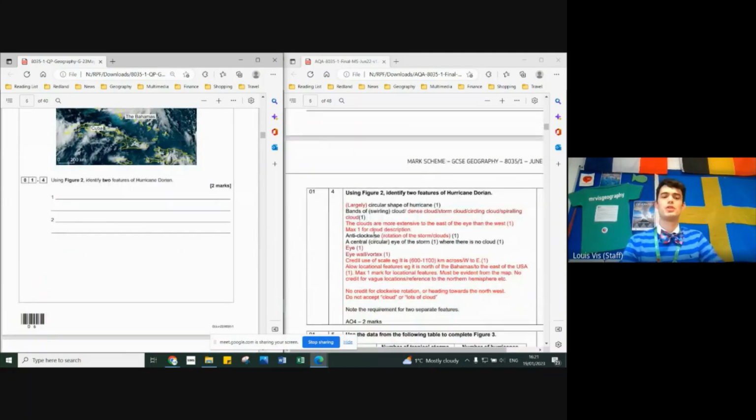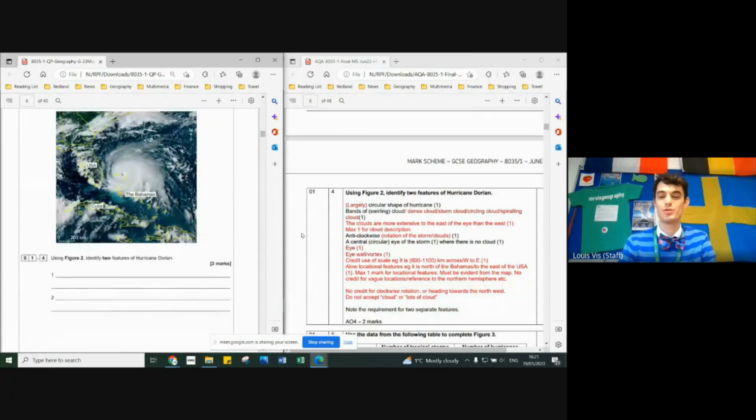So next one, 2 marks, 2 features of Hurricane Dorian. I personally find they have been too generous with the mark scheme again. For me, a feature is the way it's physically built. So an eye, you can see an eye, you can see an eye wall. It's got its circular shape, going anti-clockwise. That's 4 different possibilities of what you can write.